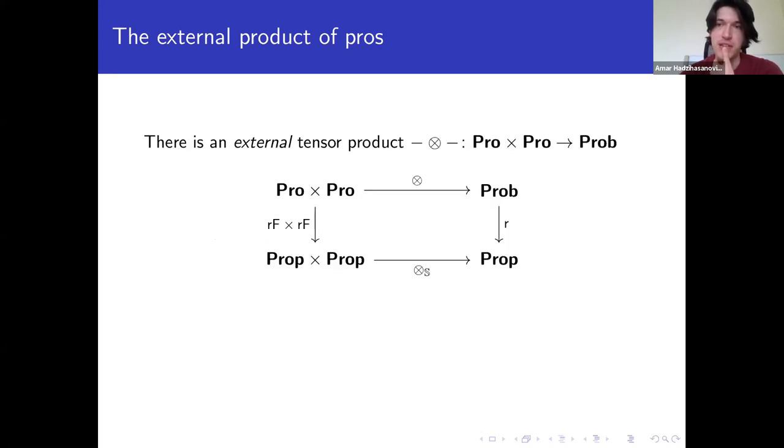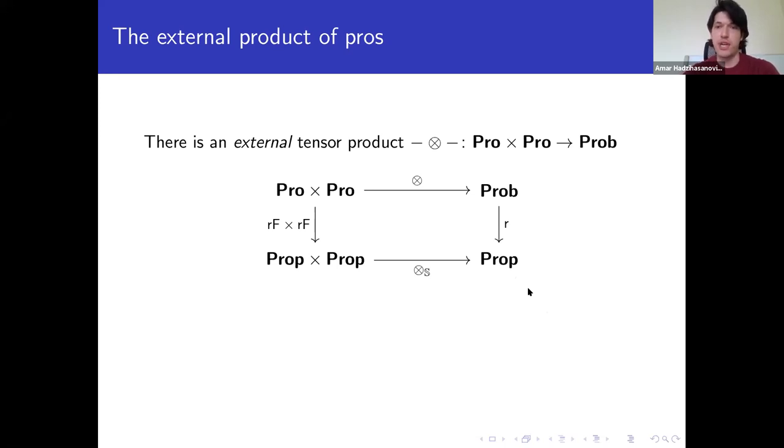In fact, one way of seeing this reflected is that even though we don't have a tensor product of PROs producing a PRO, we do have some kind of external operation. We can tensor two PROs and get a PROP in a way that is compatible with the tensor product of PROPs: if we take the two PROPs on two PROs and tensor them, we get the same as if we take this external product, get a PROP, and then use this reflector to get a PROP.